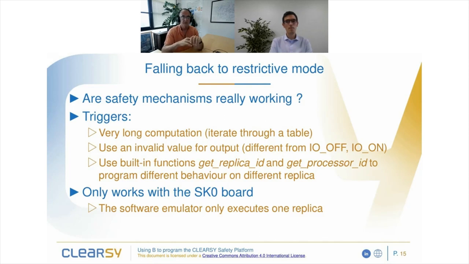You can also use an invalid value for the output, as I said previously. If you are using a value different from IO off, IO on, it was an addition, because in this case it's more evident to show this behavior. We have some built-in functions, get replica ID and get processor ID, meaning that you can specialize the behavior of your software and trick it, in fact, because you will generate different behaviors depending on which replica is being executed. At the moment, it only works with the board, because the software emulator only executes one replica. It is difficult to simulate the two replicas doing different things.